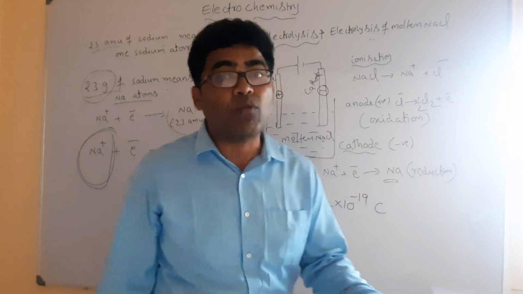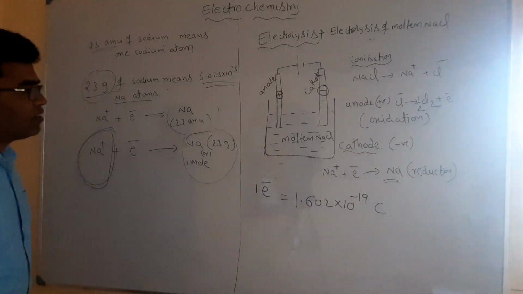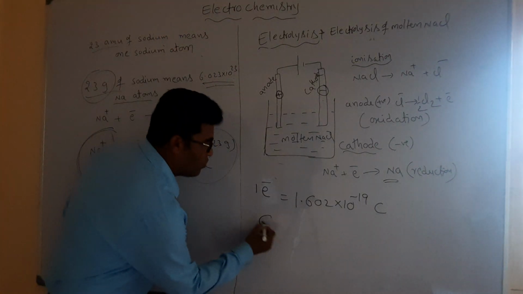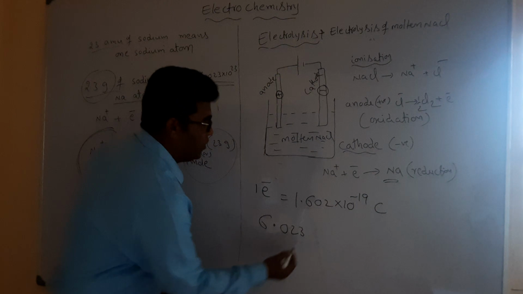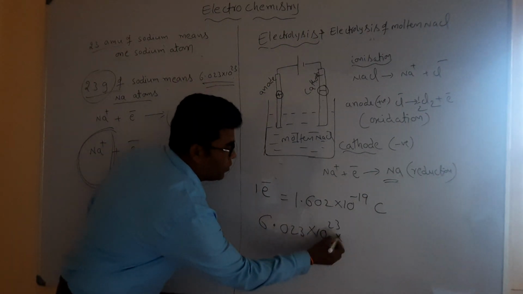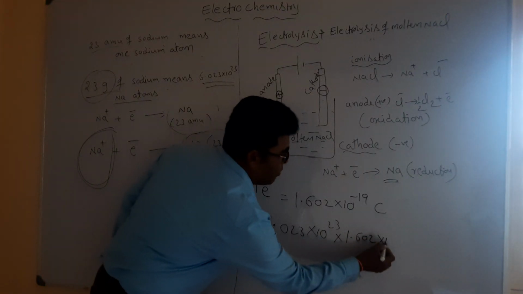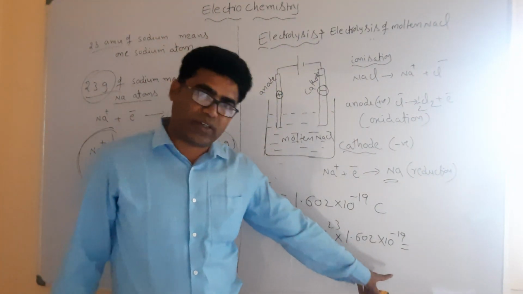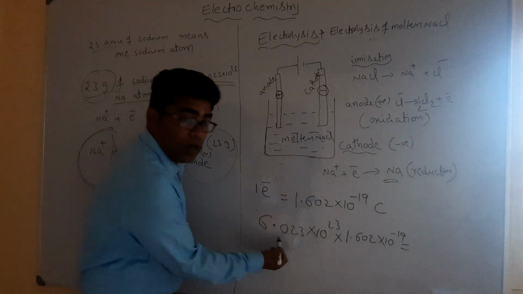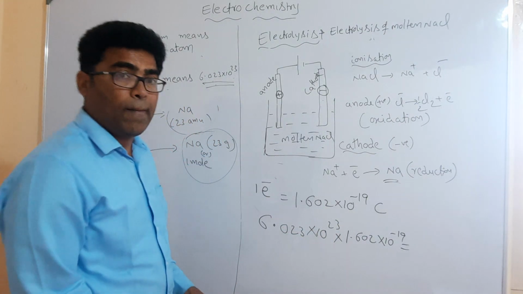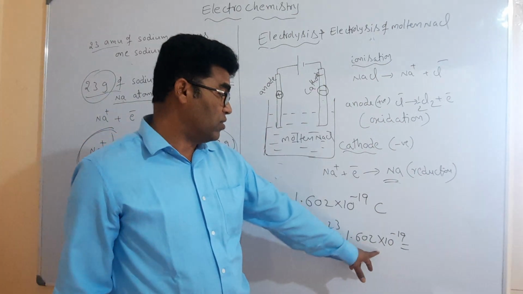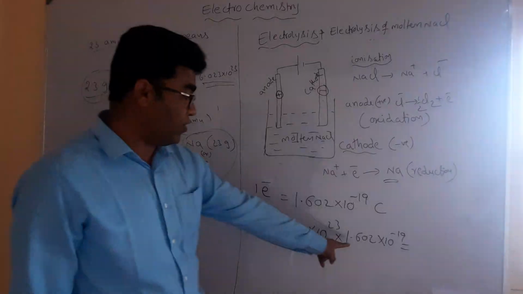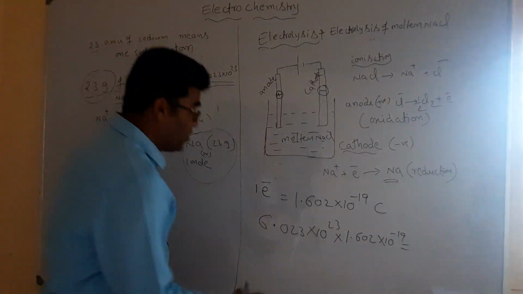Suppose the charge on 1 mole electrons. 1 mole means 6.023 into 10 power 23, so the charge on 1 mole electrons is 6.023 into 10 power 23 into 1.602 into 10 power minus 19. This is equal to the charge present on 1 mole electrons. You multiply 6.023 into 10 power 23, the number in 1 mole, by the charge of 1 electron. Multiplying this, how much will you get?